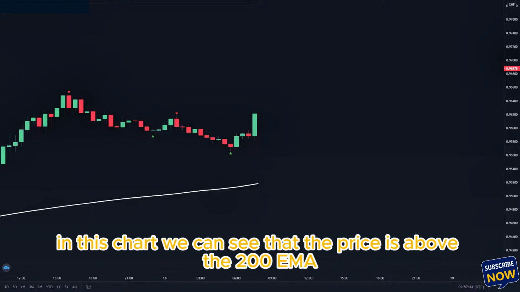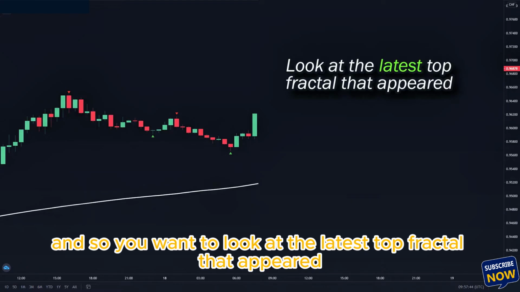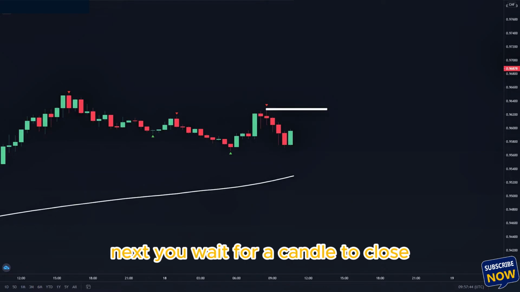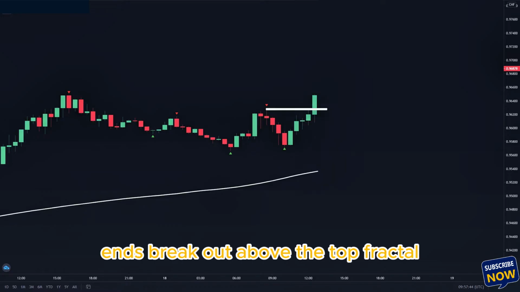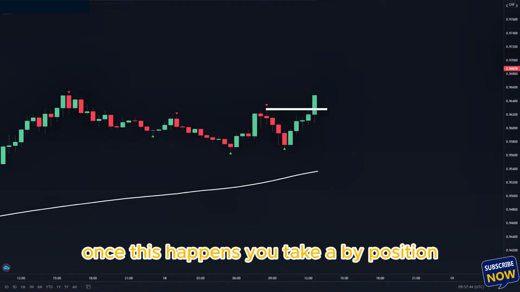In this chart, we can see that the price is above the 200 EMA. And so you want to look at the latest top fractal that appeared. Next, you wait for a candle to close and break out above the top fractal. Once this happens, you take a buy position.